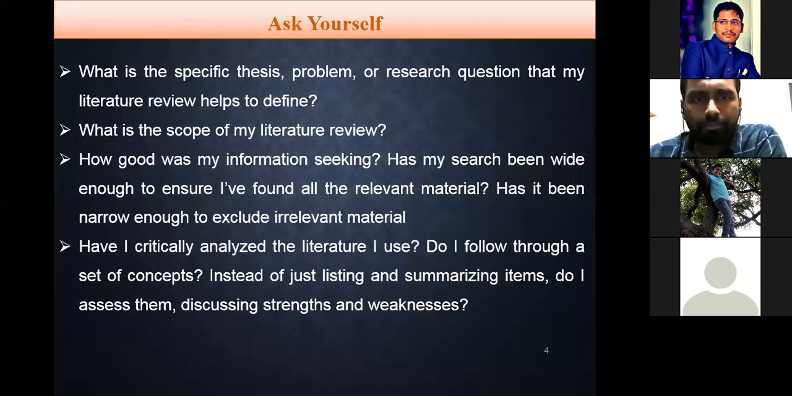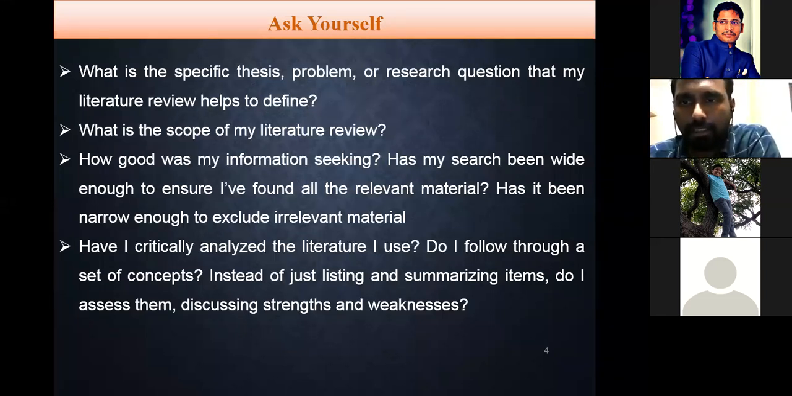Then the next question we have to ask is: have I critically analyzed the literatures I used? You have collected the literatures, and now you have to critically analyze them. Do I follow through a set of concepts? So what kind of concept? You have some particular concept. Someone will follow on methodologies, someone will follow on the materials or some other perspectives. So there are certain sets of concepts, and there are some arguments over there.